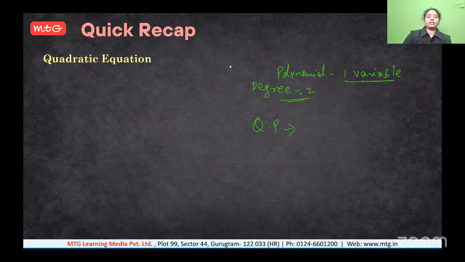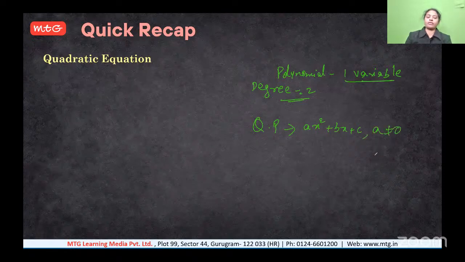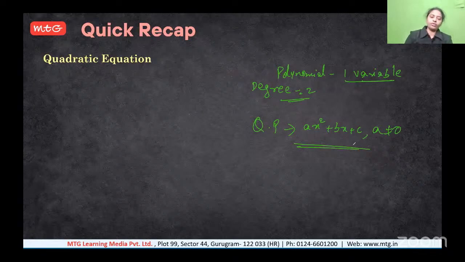We have learned many polynomials: linear polynomial, quadratic polynomial, cubic polynomial. I've shown you all. It is ax square plus bx plus c, where a is not equal to 0. So this is the general form of a quadratic polynomial. All of you know this.